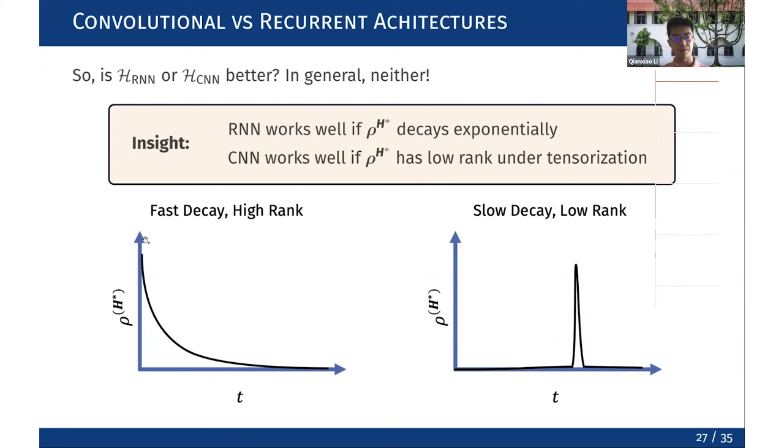For example, if my representation is a smoothly decaying one, this will be very good for RNN, but this might not have low rank under tensorization, so CNN doesn't really work well for this. And vice versa, this one certainly has high memory because it doesn't decay exponentially, or at least you need a very big exponential for it to decay. But this is very sparse, and we can show that this has very low rank. This explains why we observed in the demo that the shift relationship is much easier to be learned by CNN and RNN, and why the Lorentz system is better captured by RNN than CNN. That's what we can understand from here.